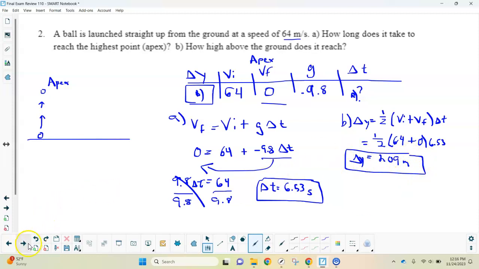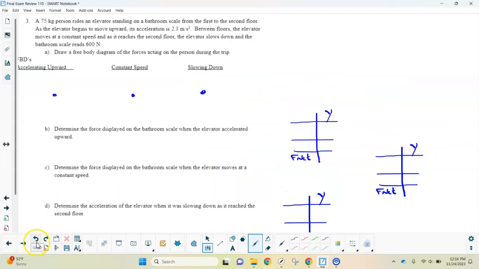All right, so that's the first two. The third one is our first Newton's law and free body diagram kind of net force situation, and we did this in person. So it says a 75 kilogram person, so that's our mass, rides an elevator standing on a bathroom scale from the first to second floor. As the elevator begins to move up, its acceleration is 2.3 meters per second squared. Between the floors, the elevator is at a constant speed. And then as it reaches the second floor, the elevator slows down and the scale reads 600. So we're supposed to draw free body diagrams for these.